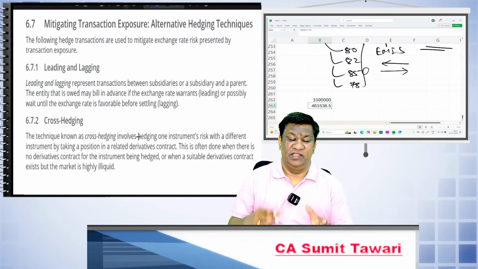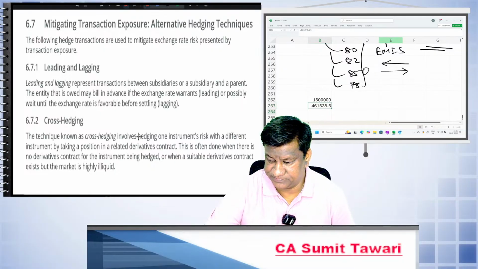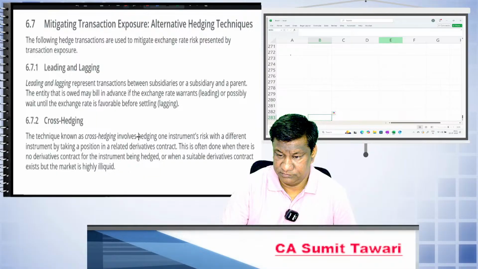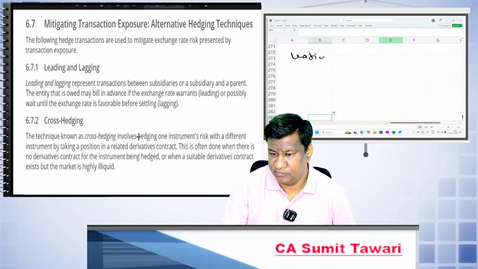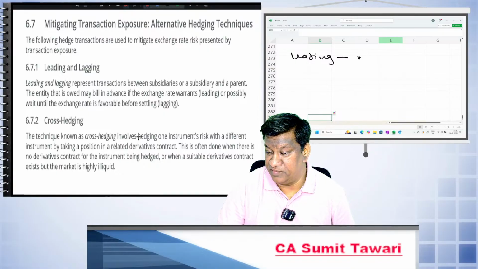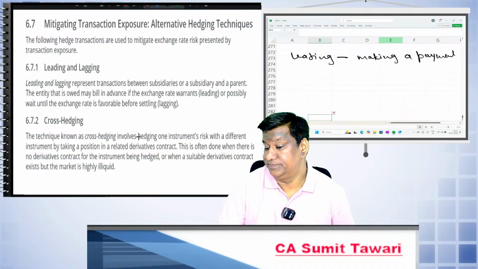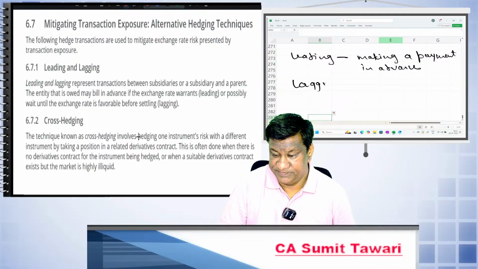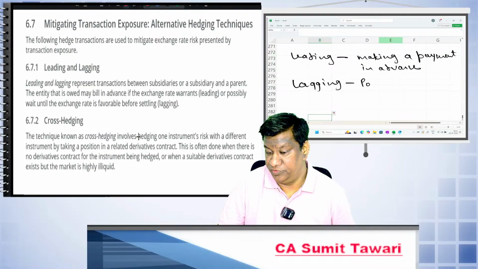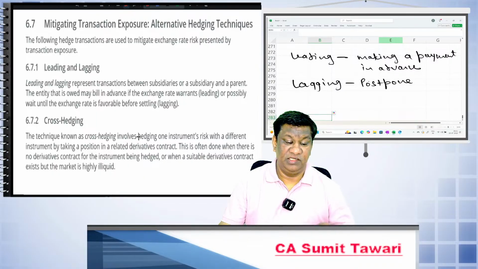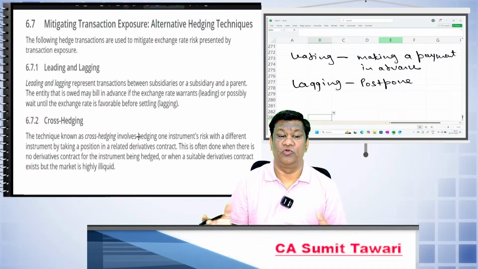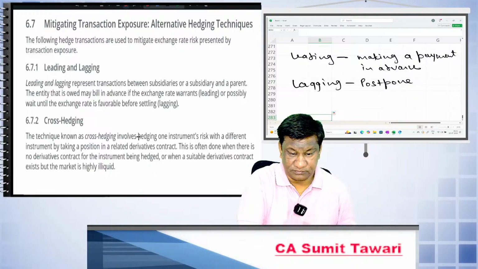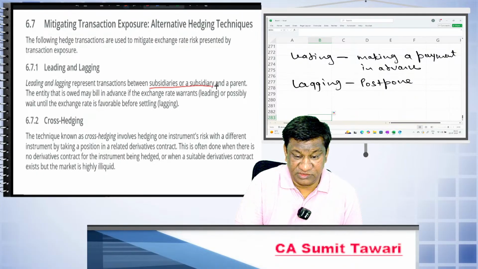So first, this kind of mechanism, I'll first explain. Leading means you are making a payment in advance, and lagging means postpone. Generally this strategy we adopt where we have control over both the entities, between subsidiaries or a subsidiary and a parent.